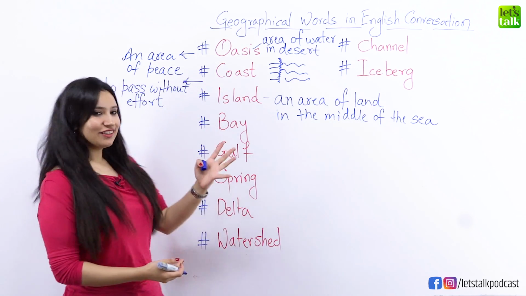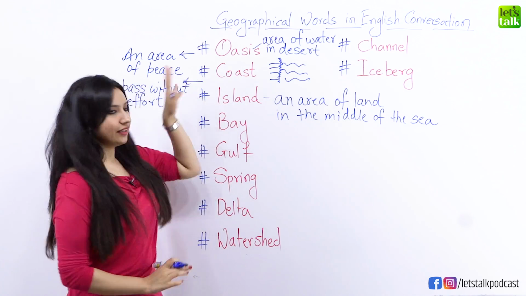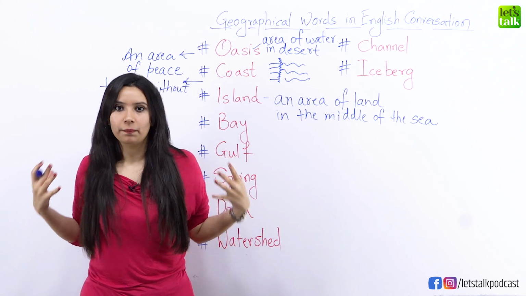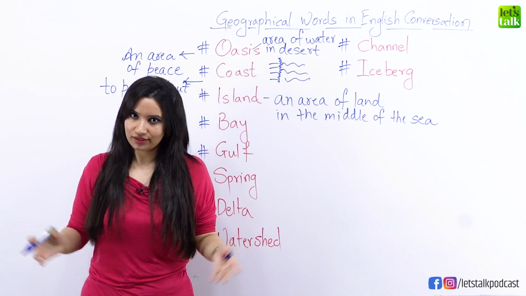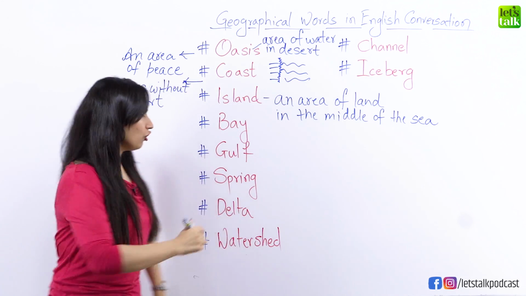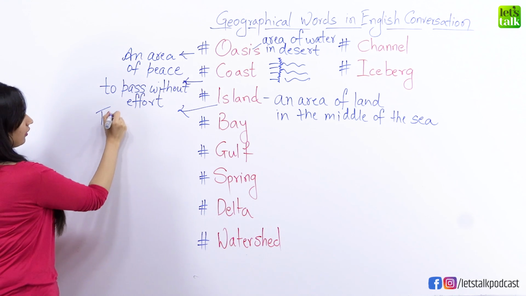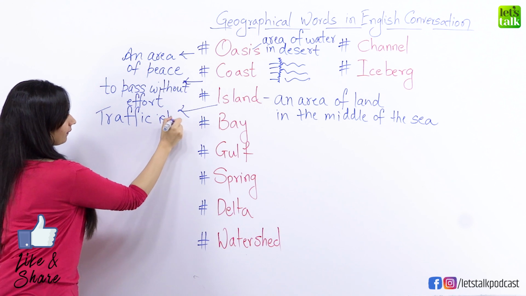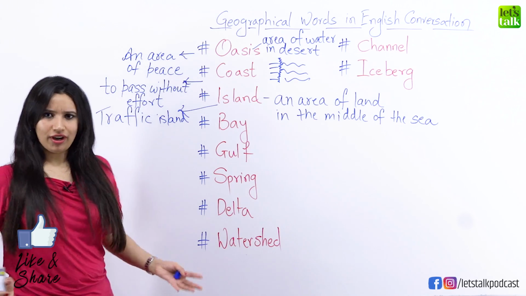Okay, so now we can use this name in English as well. Just like oasis, island also means a place of peace, or a place which is very calm in the midst of a lot of chaos. And from this meaning, we have a combination of words called a traffic island. Now, what is a traffic island?